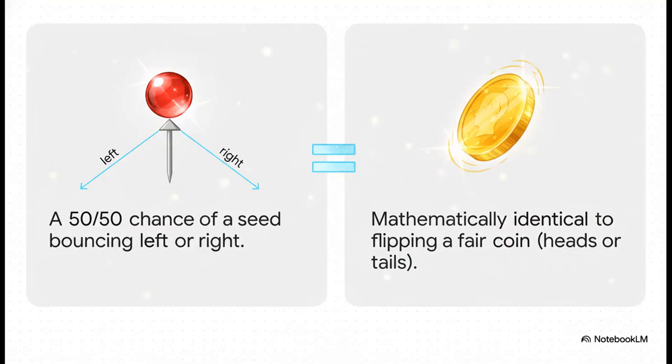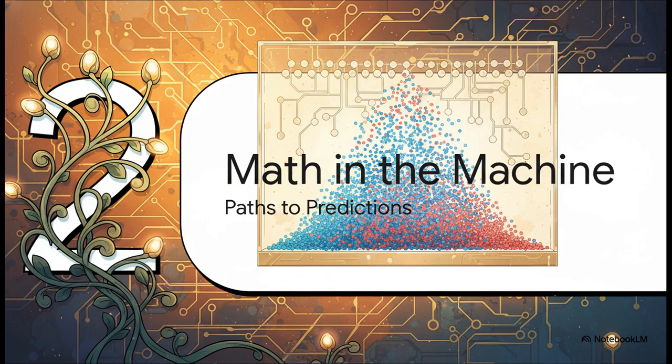And you know, this simple 50-50 choice is exactly the same, mathematically speaking, as flipping a coin. Bouncing left is like getting tails. Bouncing right is like getting heads. So, a bead's journey through 10 rows of pegs is just like flipping a coin 10 times in a row. Every path to the bottom is just a unique sequence of heads and tails. So, that's what happens with one bead. But what happens when we scale this up? Let's take a look at how all these simple little choices add up to predict the behavior of thousands.